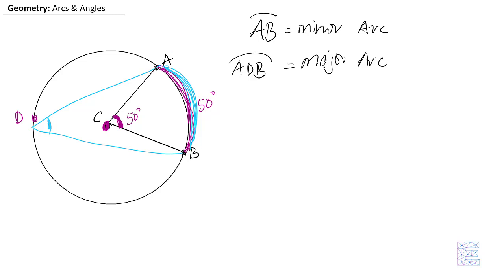Since it's not a central angle, the relationship is different. They're not equal anymore. That angle is always half of the arc degree. So because arc AB is 50 degrees, the angle that intercepts it is 25 degrees.